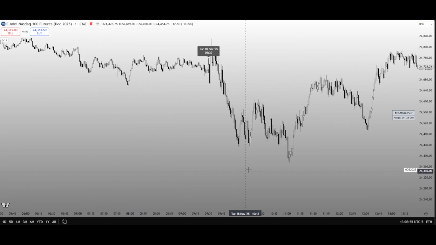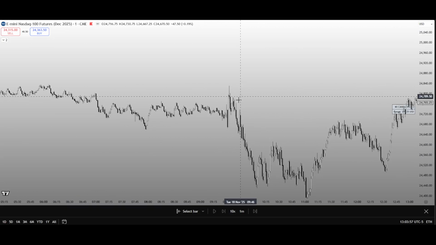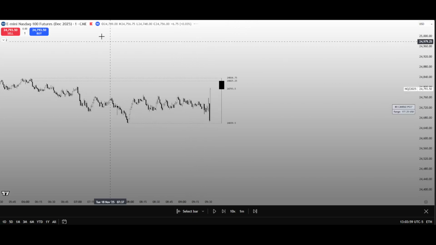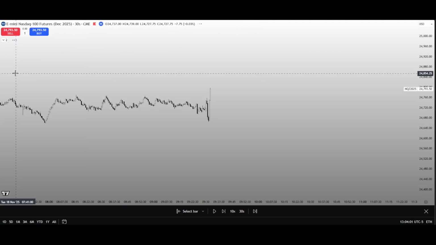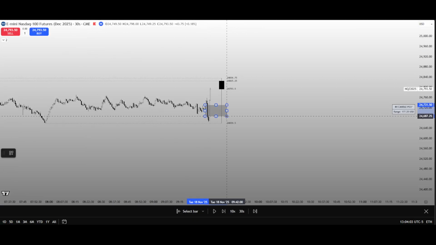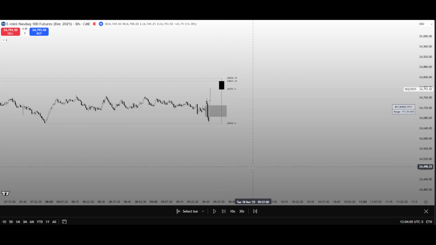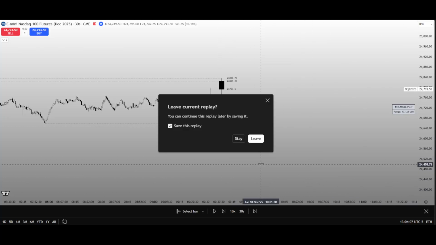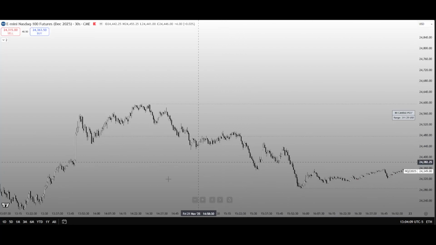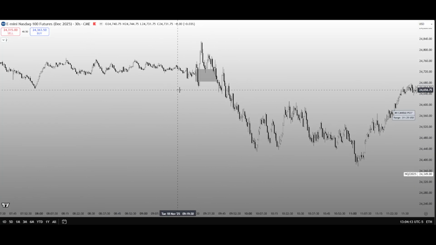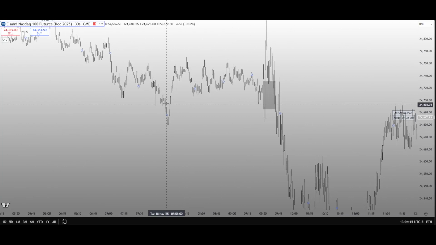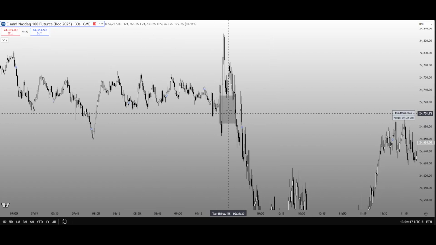Tuesday I took this long and won. It's 30-second. So Tuesday I took this long and won that. That was really easy. Basically, swept all these lows, held his 5 minute to the left, V-shape, momentum.